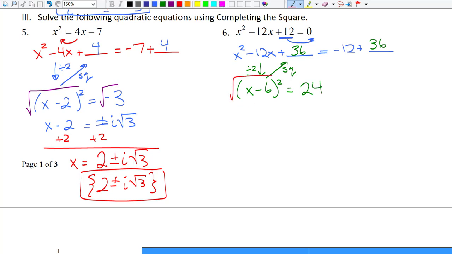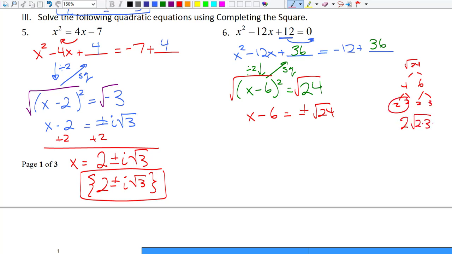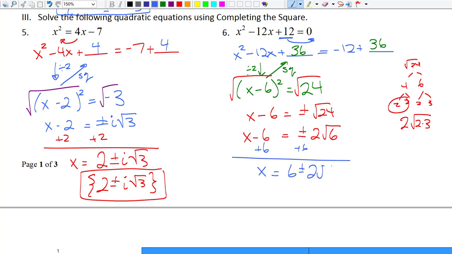And I'm going to square root both sides. So I have x minus 6 equals plus or minus the square root of 24. The square root of 24 I know is going to break down, so let's go ahead and do that now. The 2 comes out, the 2 and the 3 stay home. So that gets me plus or minus, the 2 comes out, and 2 times 3 is 6. And then my last step is to add 6 to both sides. So I get x is equal to 6 plus or minus 2 square roots of 6.